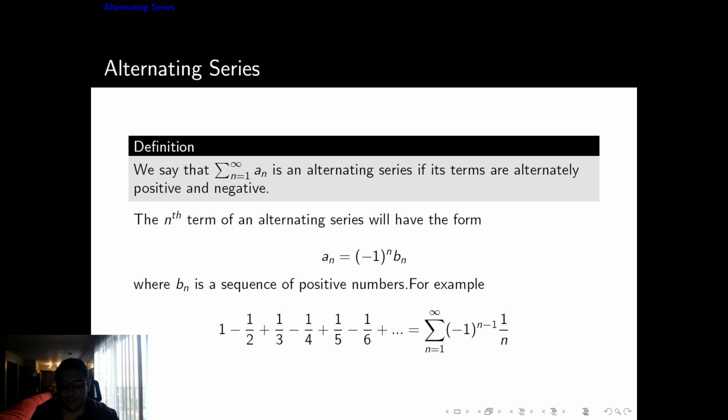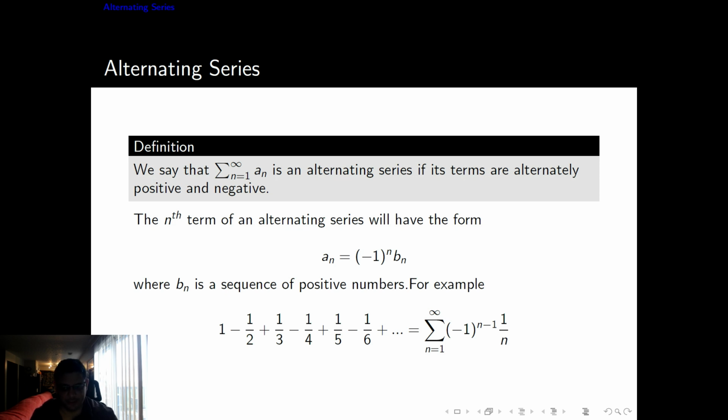So to give an example of that, let's check this alternating series here. We go with 1, then we jump to minus 1/2, then positive 1/3, then minus 1/4, plus 1/5, minus 1/6. In general, this is just a series from n equals 1 to infinity of minus 1 to the n minus 1 times 1/n. And if you plug in from n equals 1, you can see that it matches all these different numbers.